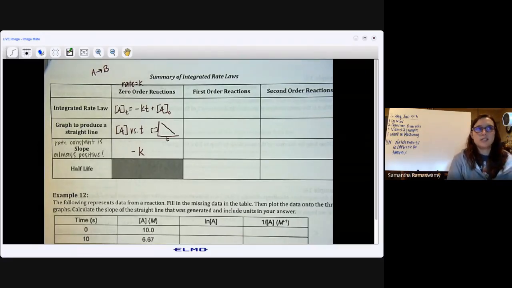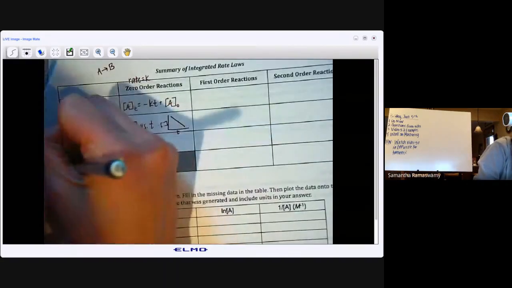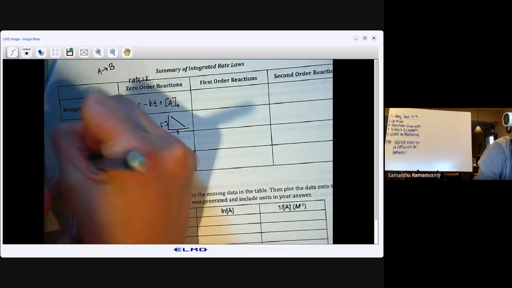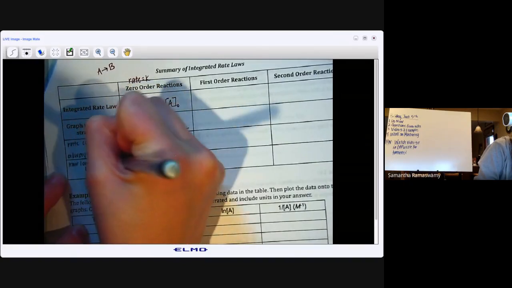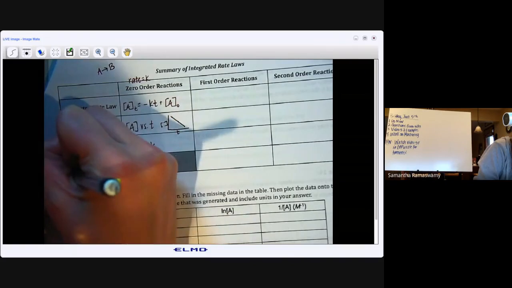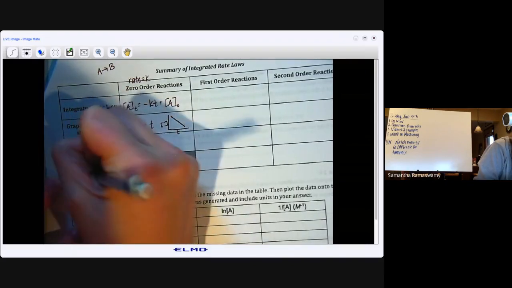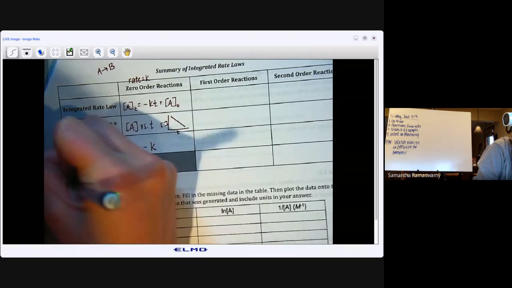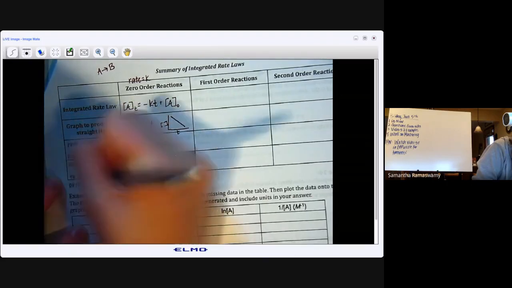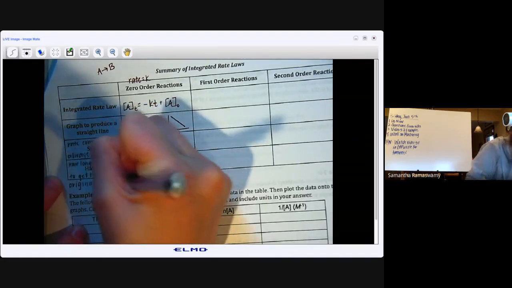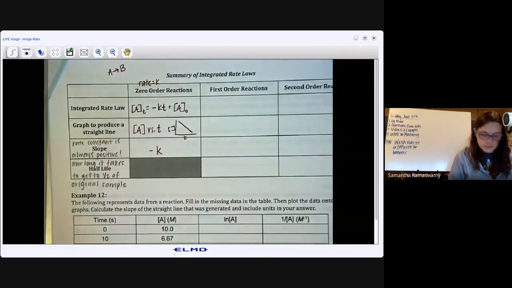Now, half-life. I don't usually give the zero order half-life equation, but some people are asking about it. That's why it's actually grayed out. So first, the definition of half-life is how long it takes to get to half of the original sample. Okay, how long it takes to get to half of the original sample.